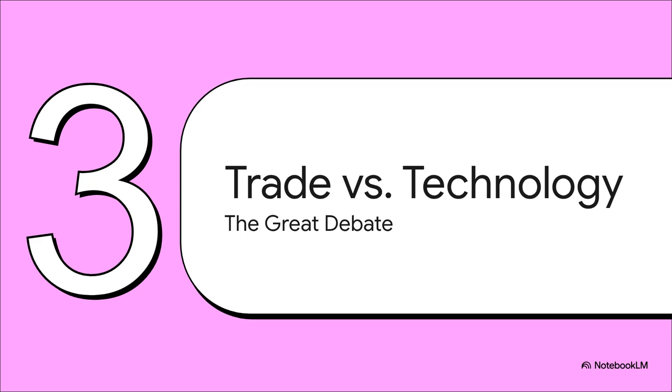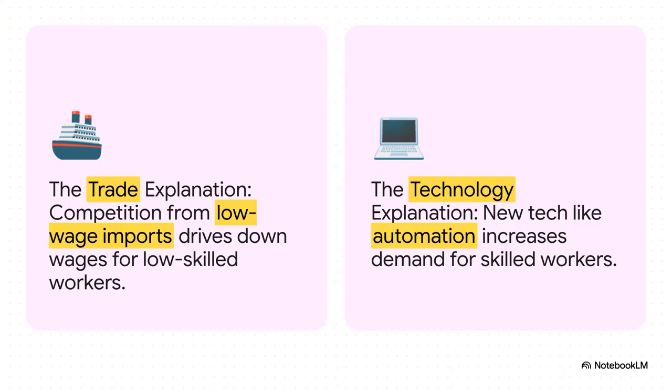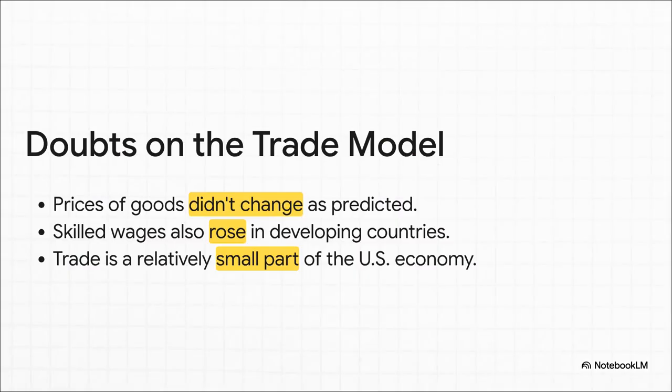As we've seen income inequality grow in wealthy countries, what's the real culprit? Is it global trade, like the original model suggested? Or is it something else? Essentially, we have two main suspects. The trade explanation says, look, we're competing with low-wage countries, and that's what's pushing down wages for our low-skilled workers. But the technology explanation points a finger in a different direction. It argues the real villain here is automation, computers, and robots, things that make skilled workers more valuable and make low-skilled workers replaceable. So which one is it?